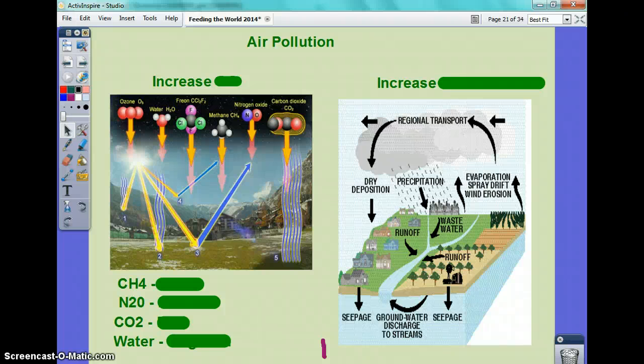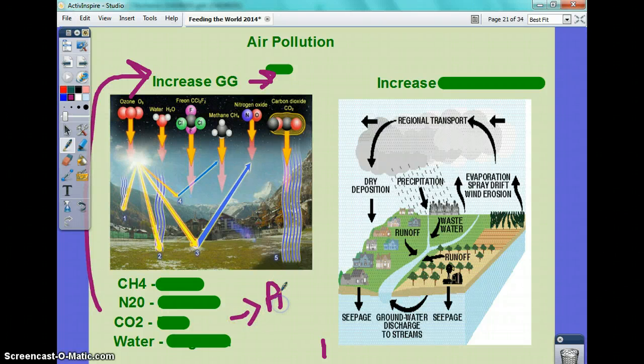So, because of the increase of these gases that I mentioned here, there's going to be an increase in greenhouse gases, and that leads to what? Well, some of these gases can lead to acid rain. What else? No. I put acid rain. What do the greenhouse gases lead to? Global warming.